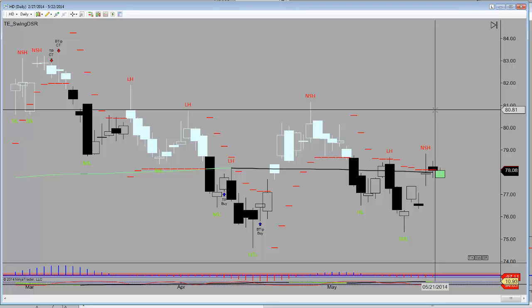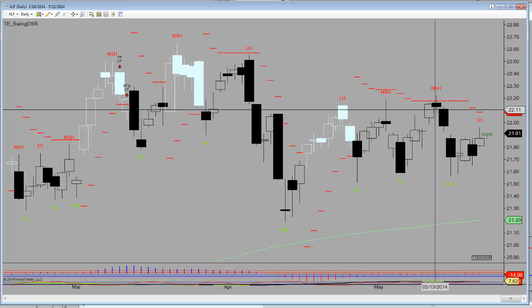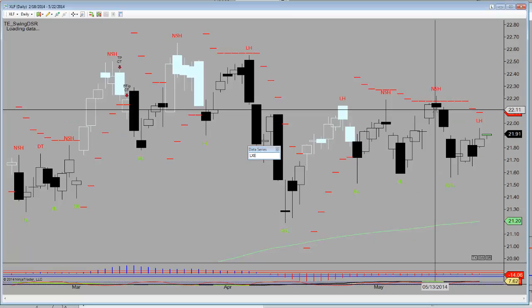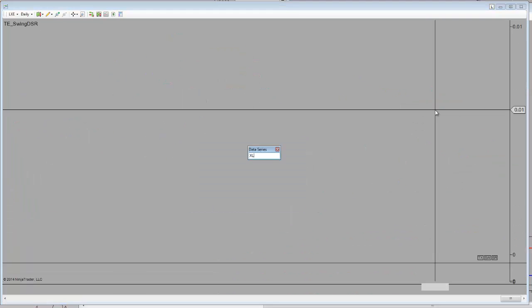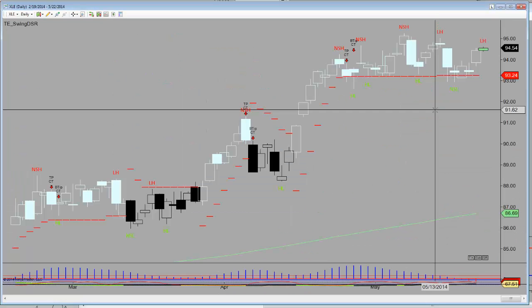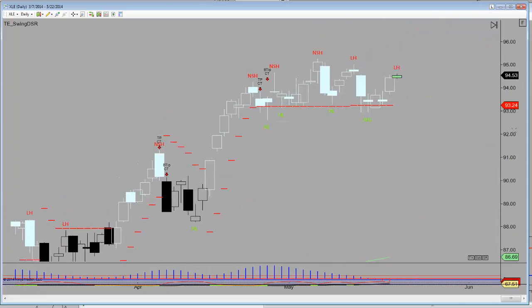Okay, and then let's take a quick look. Let's go XLF. Real quickly, yeah, a little bit of compression there. XLE, oops. Miss this buy.